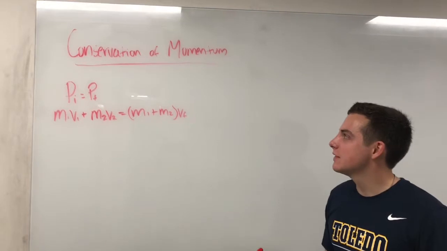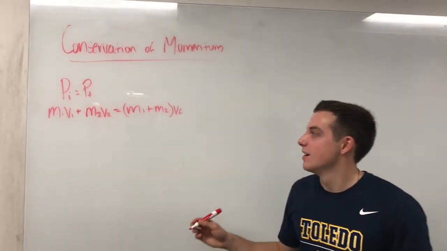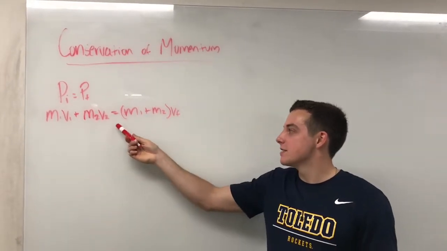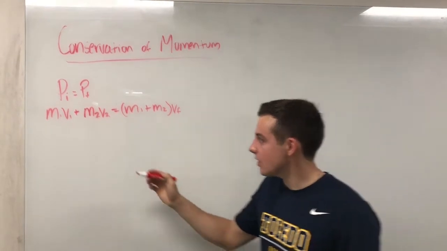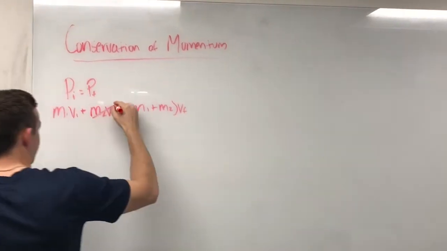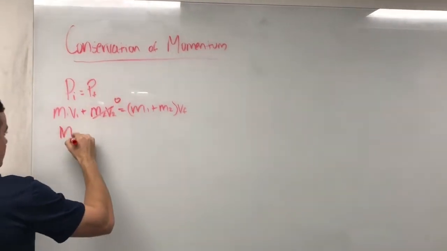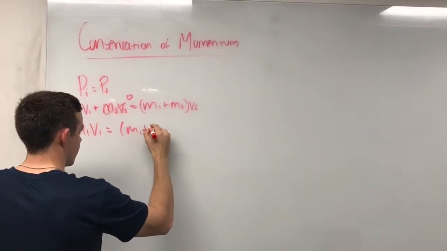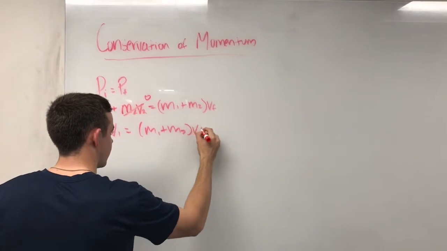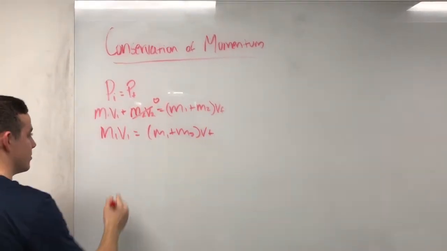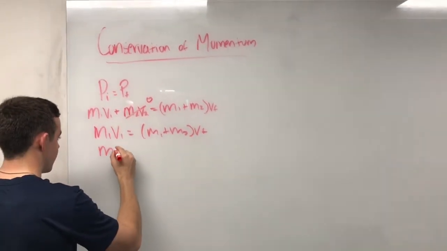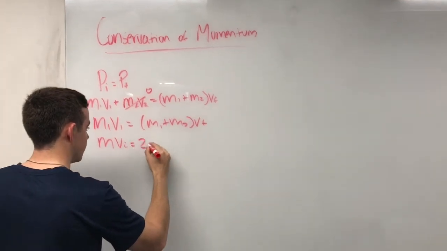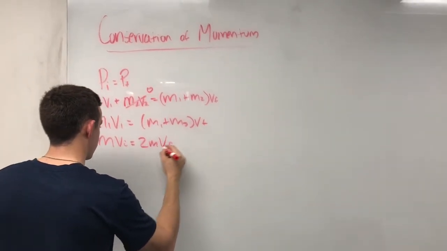We are going to use conservation of momentum in order to solve this problem. This is the equation for an inelastic collision. M2 is not moving, so it is going to be 0. So our new equation is M1 V1 equals (M1 plus M2) V final. Both of the masses are the same, so this now simplifies into M V initial equals 2M V final.